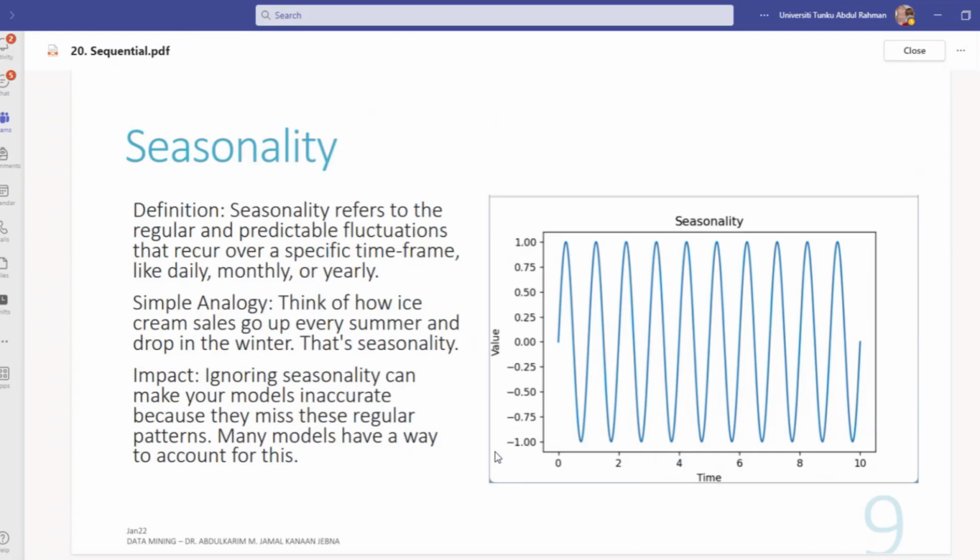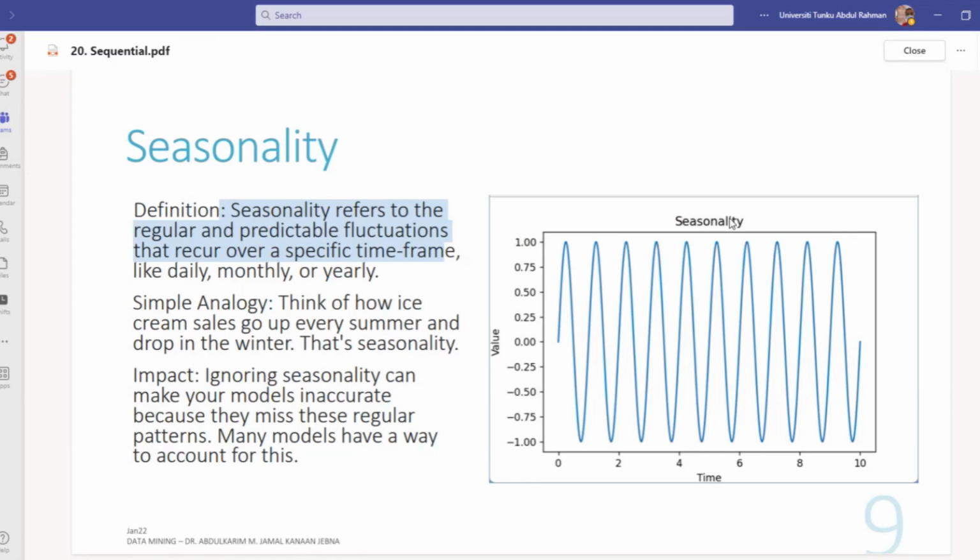What else? Now, the second characteristic is seasonality. What is seasonality? Seasonality refers to the regular or predictable fluctuations that recur over a specific period of time. For example, looking into this figure, don't you see there's a repetitive pattern happening over time? Starting from 0, we went up to 1, then down to -1, then back to 0, right? And then the same pattern is repeated again and again. So this, we call seasonality.